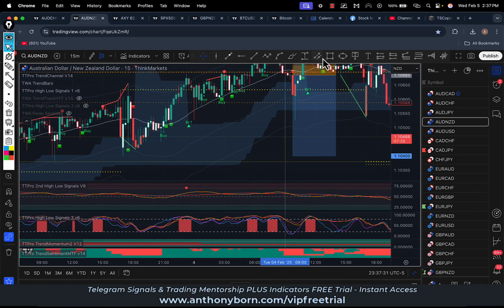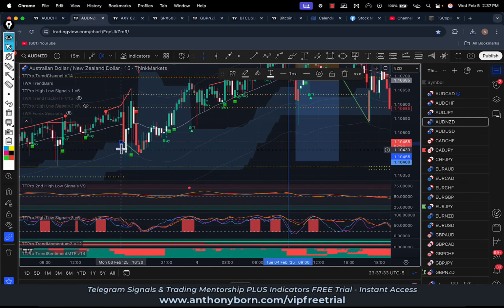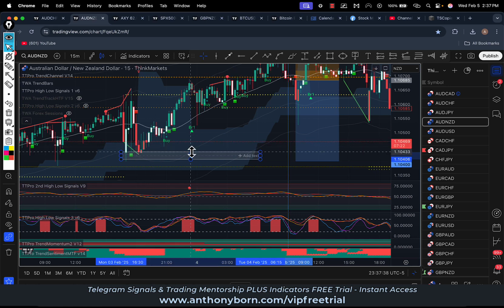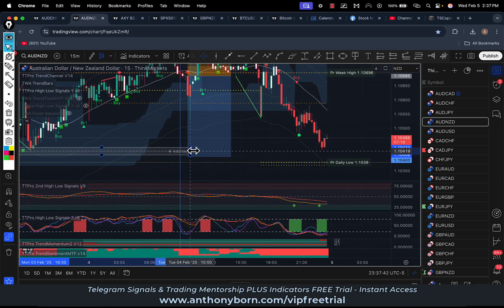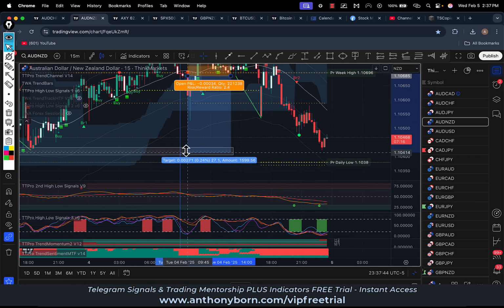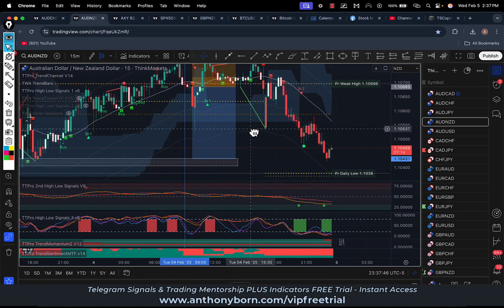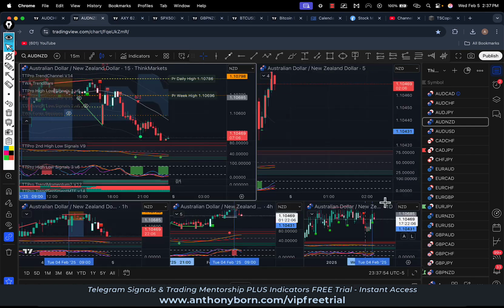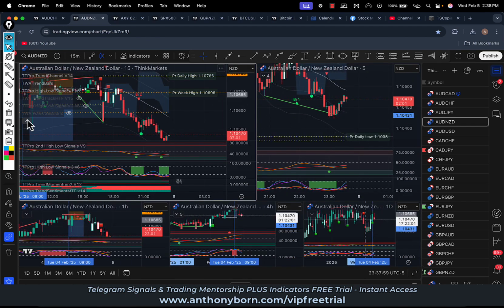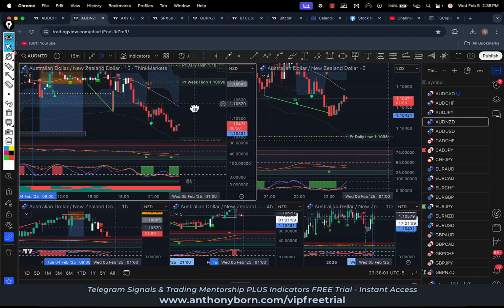Keep an eye on what's left, what we have over here. The low there would be where I would probably want to set my target. So it'd be something like that, 2.25R. Okay, counter trend. I'll be doing a lot of videos on this as we move forward.